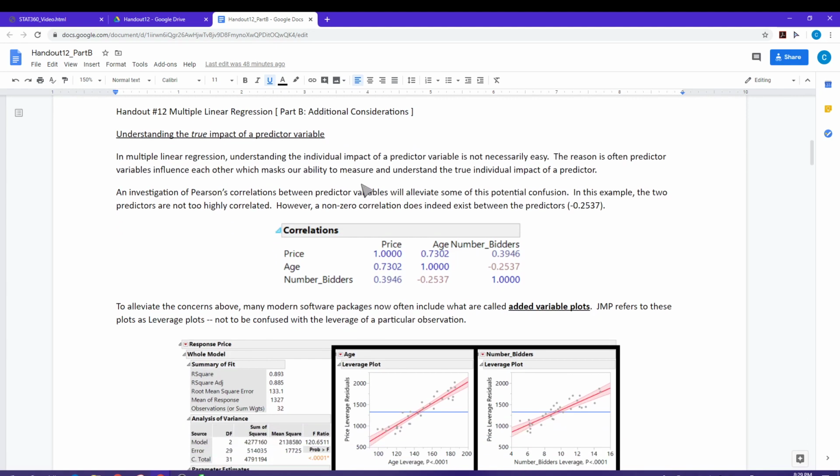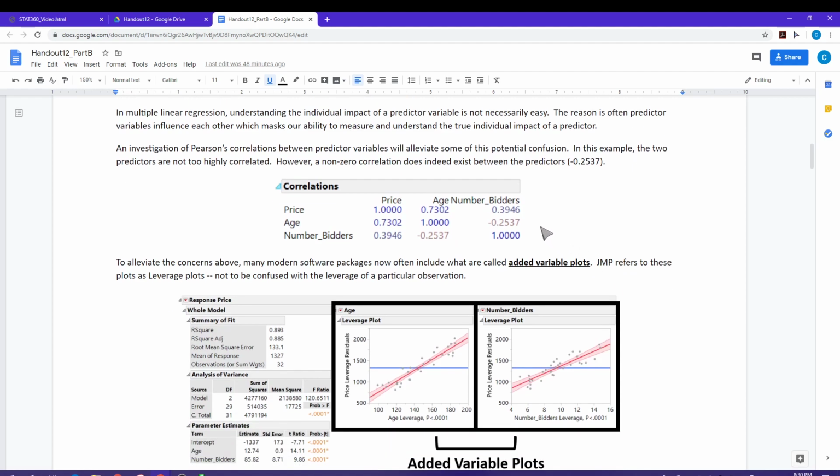So we talked about this a little bit in Part A. In multiple linear regression, understanding the individual impact of a predictor is not necessarily easy. The reason is often predictor variables influence each other, which mask our ability to measure and understand the true impact of the predictor. So from Part A, we had the correlation matrix that's seen here on the screen.